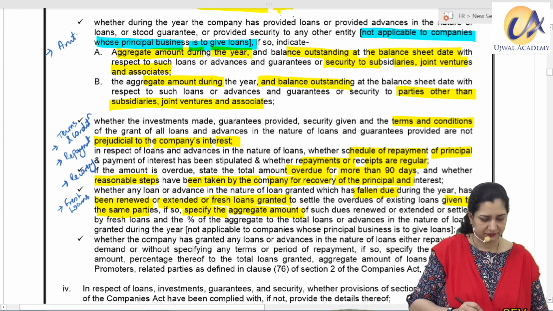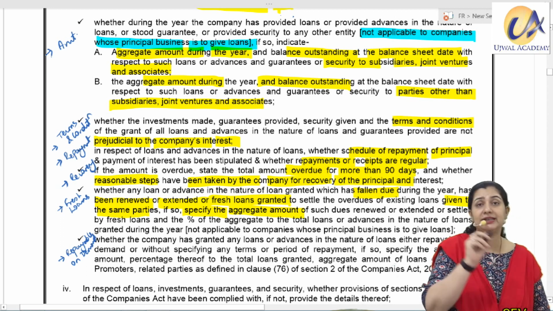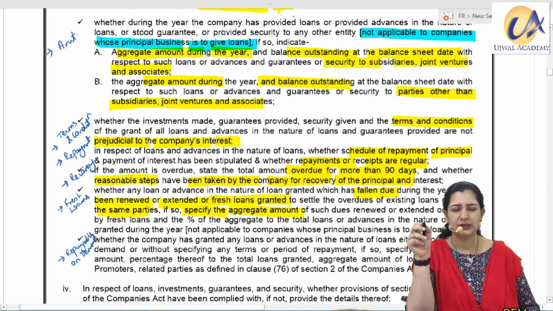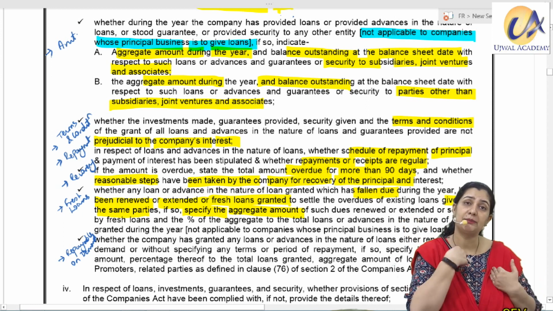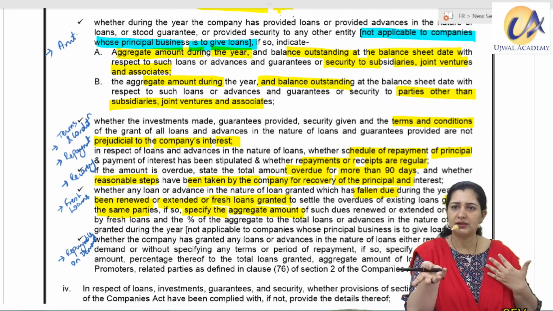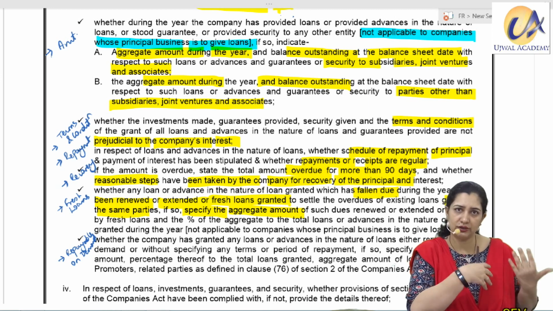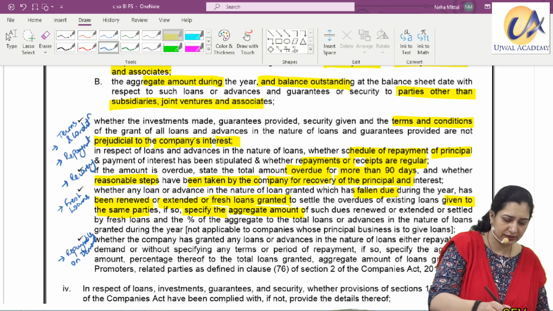And lastly, is it loans repayable on demand? Repayable on demand means when the company demands, only then will they have to repay. So the company might give their promoters, directors, key managerial personnel loans that are repayable on demand only when the company demands. And they are the ones managing the business. So why will they demand their own loan? You got it?